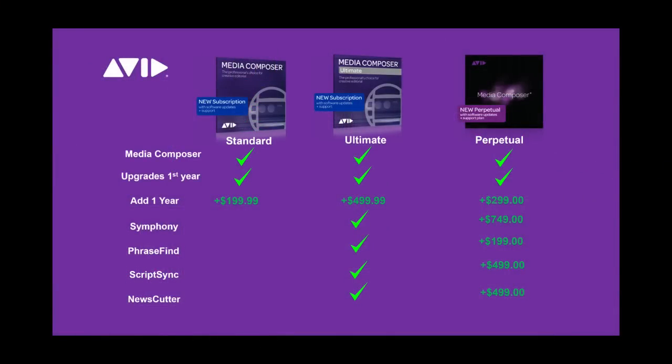So the base standard version gets you Media Composer. Upgrades for the first year. Each additional year is $199. With the ultimate, you get the addition of Symphony, PhraseFind, ScriptSync, and NewsCutter. Perpetual has all the same features as the Media Composer that's in the ultimate. Plus, you can add your subscription support for $299, or you can also add these other options that are available.